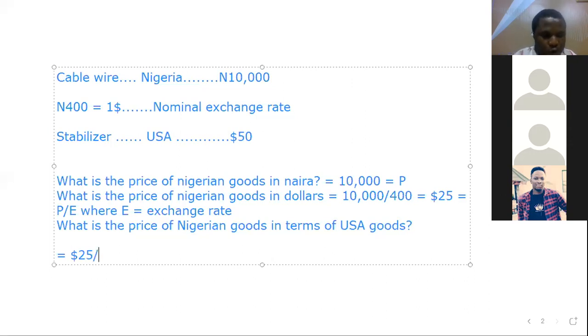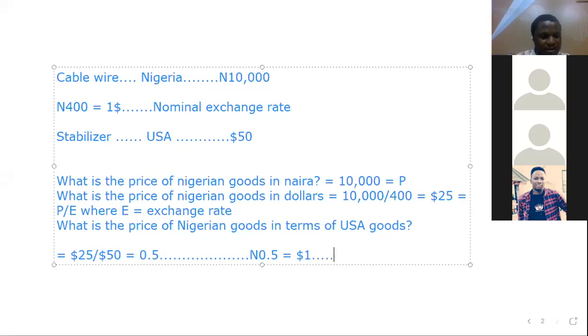$25 over $50. And that's equal to 0.5. 25 over 50 is 0.5. So that means the real exchange rate is going to be 0.5 naira will be equal to $1.